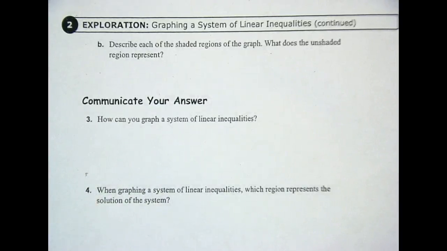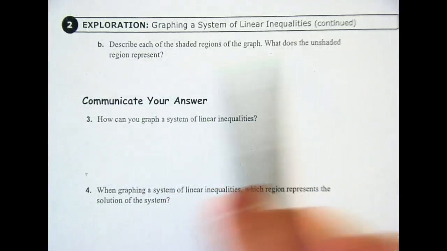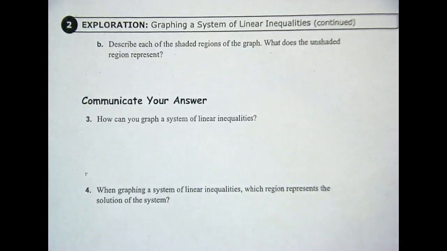The unshaded region means no solutions. Okay, describe each shaded region. What does the unshaded region represent? It means no solutions to either inequality. All right, Jake, what did you get? No, read exactly what you have. If you don't have anything, you just say I don't have it. Wait, for 3? No, letter B.